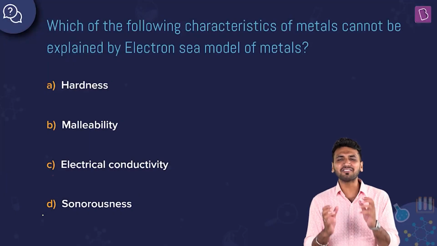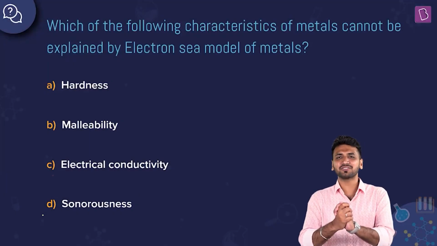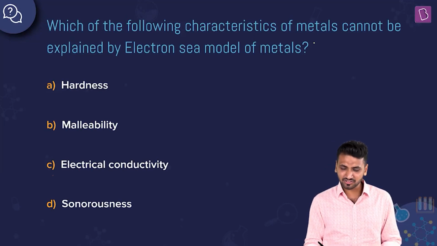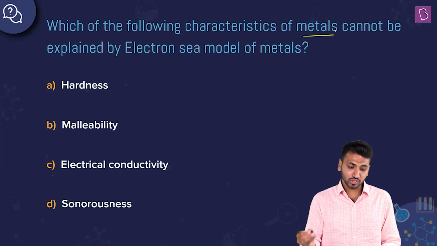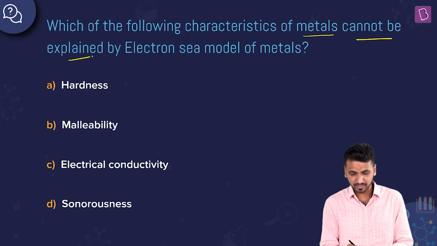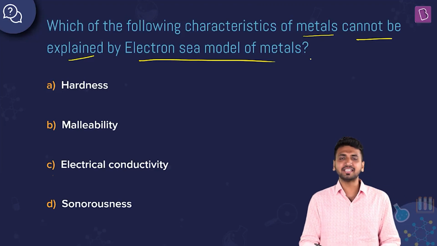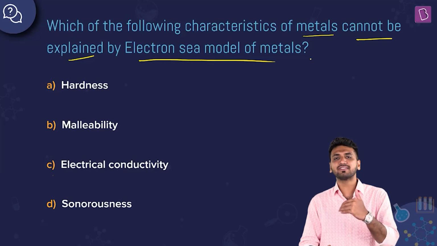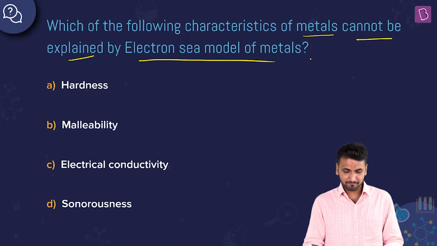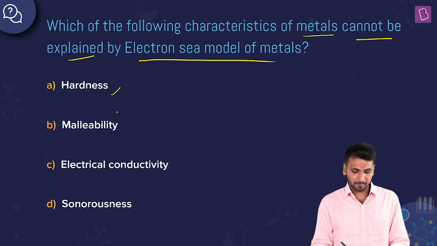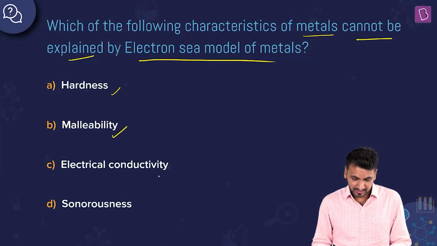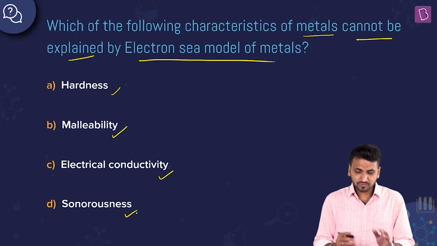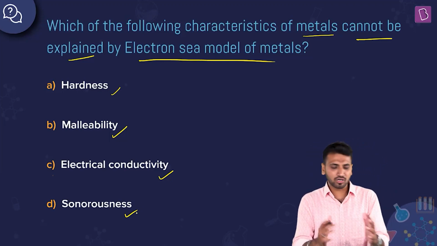So here we have a very nature-loving question in front of us. Let's see what the question says. Which of the following characteristics of metals cannot be explained by the electron sea model of atoms or metals? Electron sea model of metals. And the options say hardness, malleability, electrical conductivity, and sonorousness. So let's first understand this electron sea model of metals.